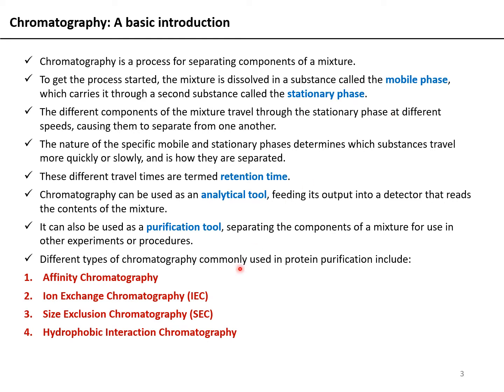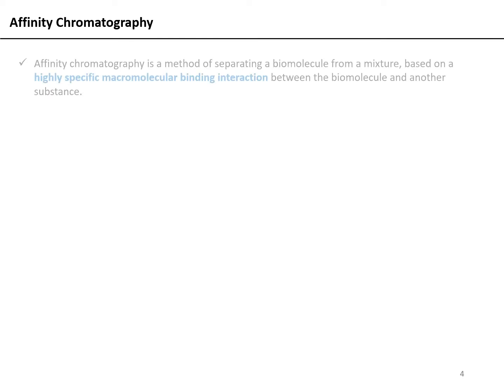And in case of the other three, that is in affinity chromatography, IEC and SEC, the stationary phase is more polar than the mobile phase. So that is dependent on the polarity of the mobile phase and stationary phase. You have the regular phase chromatography and reverse phase chromatography. So first we are going to talk about affinity chromatography.